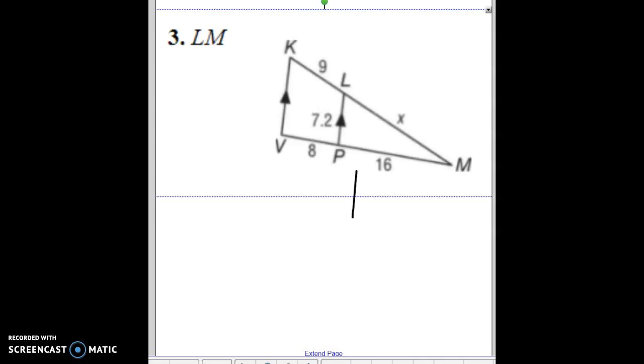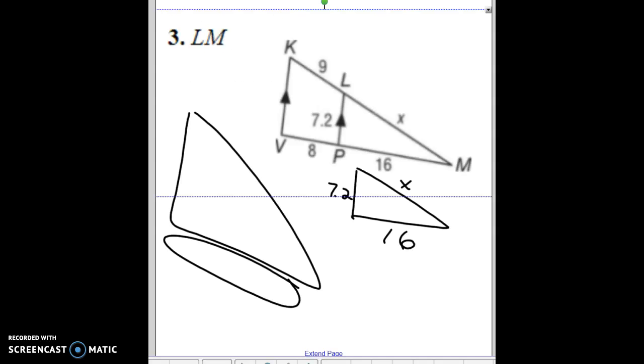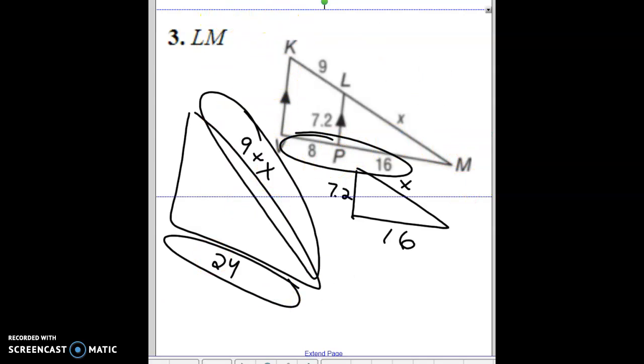Next, this is the super hardest problem you're going to get because everyone forgets. These are two triangles here, and you should redraw the triangles. So you redraw the little triangle up here, and then that's a big triangle, KVM. And when you redraw them now, since they're redrawn, now you can start to solve.